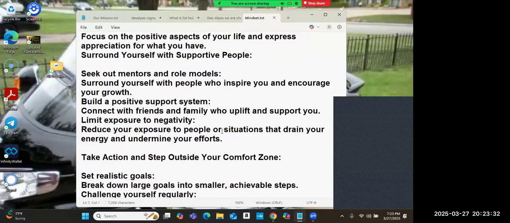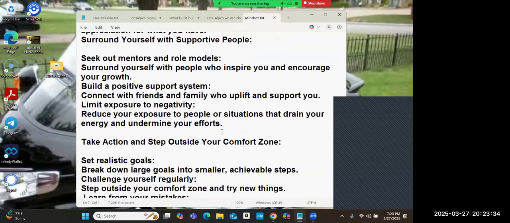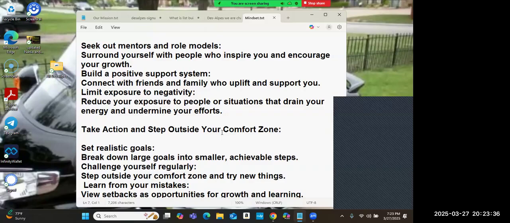Seek out mentors and role models. Surround yourself with people who inspire you and encourage your growth. Build a positive support system. Connect with friends and family who uplift and support you. Limit exposure to negativity. Sometimes you just got to get away.